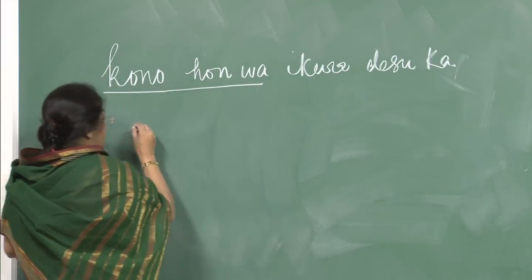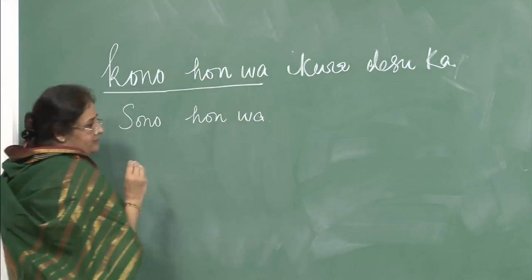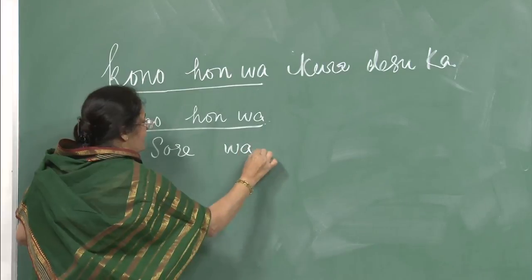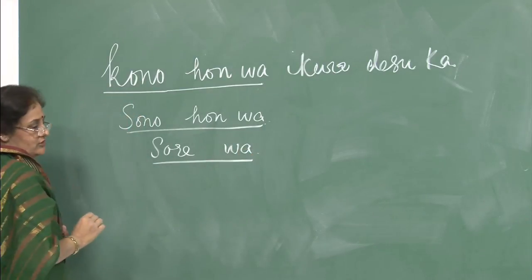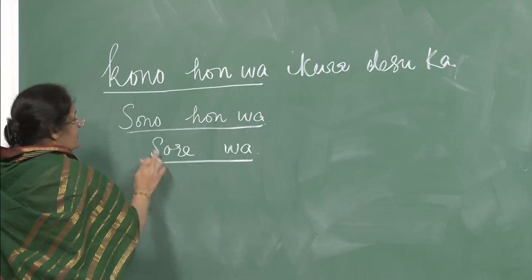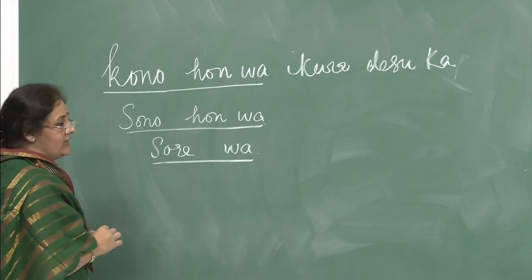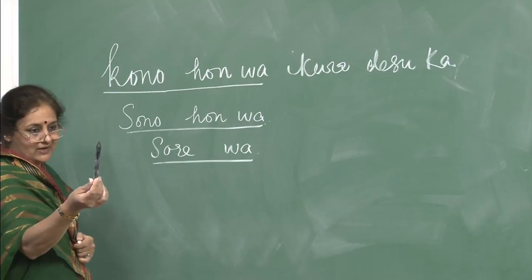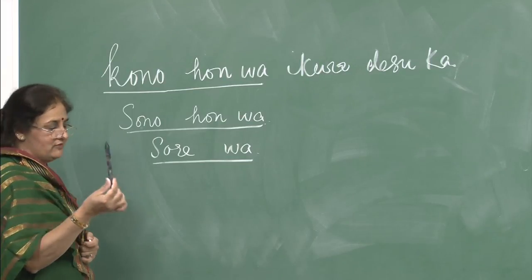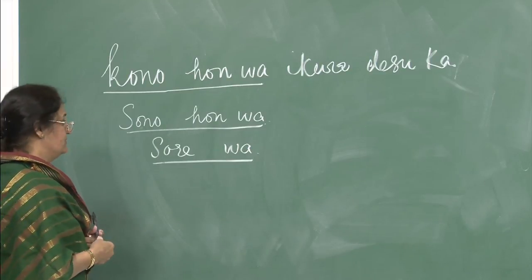This could be answered as sono hon wa 1. It could also be sore wa. So you can see now, you can easily replace sono hon wa with sore wa in your answer. Kono hon wa ikura desu ka? For example, kono pen wa ikura desu ka? You could always say sore wa 100 yen desu, whatever the price may be, sore wa 100 yen desu or sono pen wa 100 yen desu.